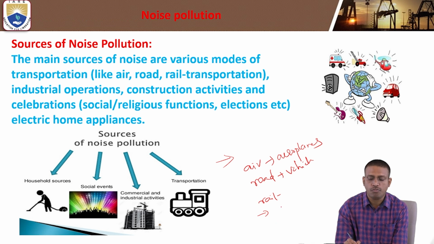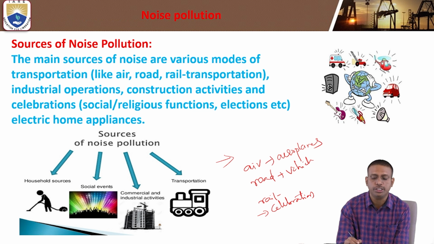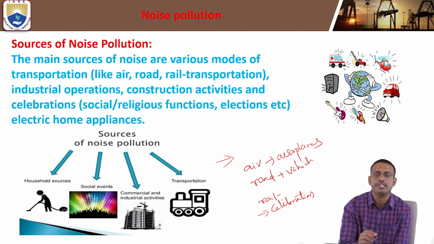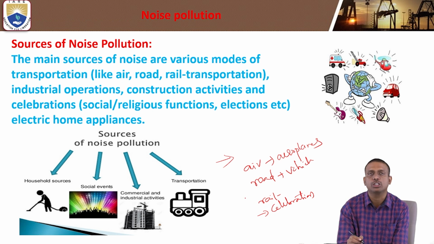All these are sources of noise pollution. The main sources are various modes of transportation like air, road, rail. Air transportation, for example aeroplanes; road transportation, vehicles, scooters, motor vehicles; and rail transportation. All these come under transportation, along with industrial operations, construction activities, celebrations like social, religious functions, elections, etc., and electric home appliances.